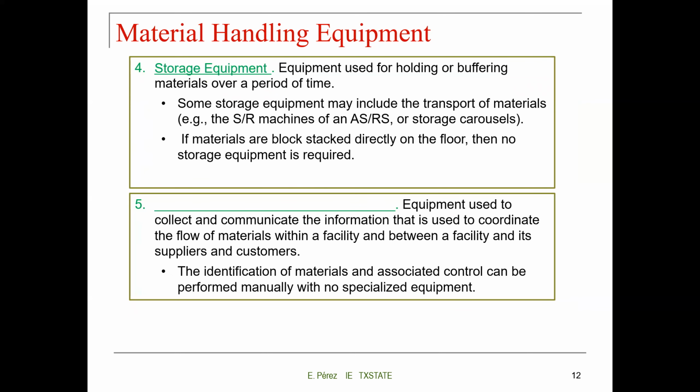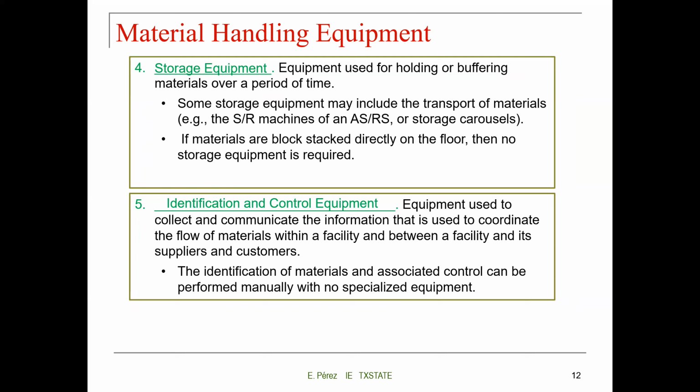Number 4 is the storage equipment. This is used for holding or buffering materials over a period of time. Some storage equipment may include the transport of materials, for example, the SR machines of an ASRS or the storage carousels. If materials are block stacked directly on the floor, then no storage equipment is required.